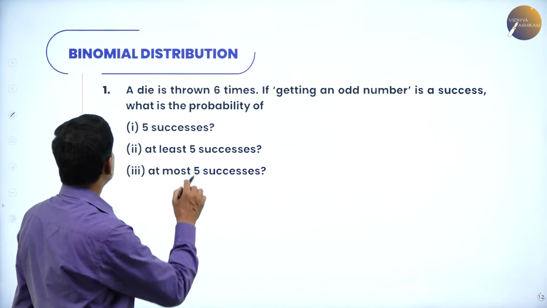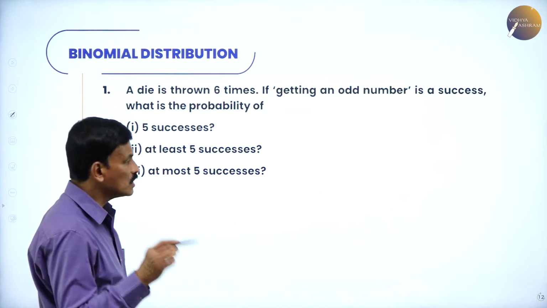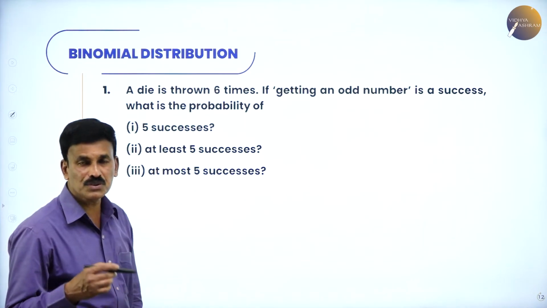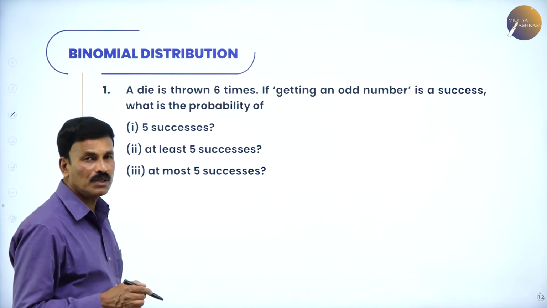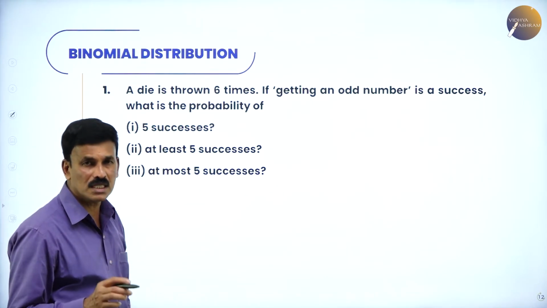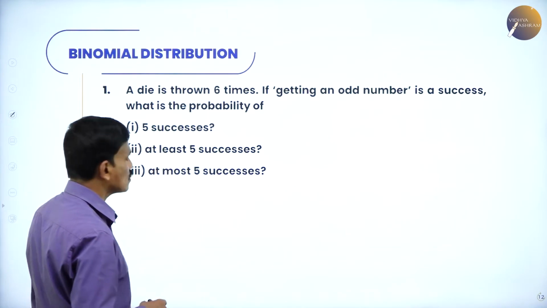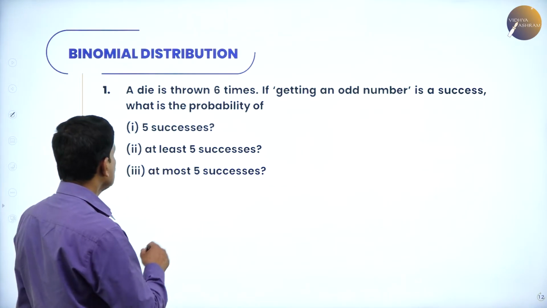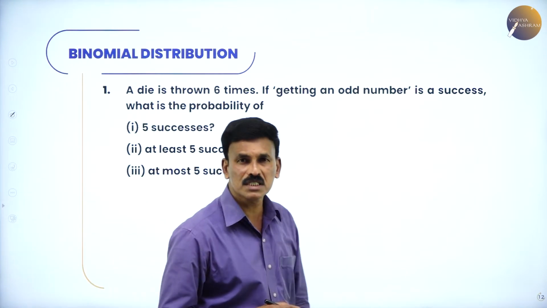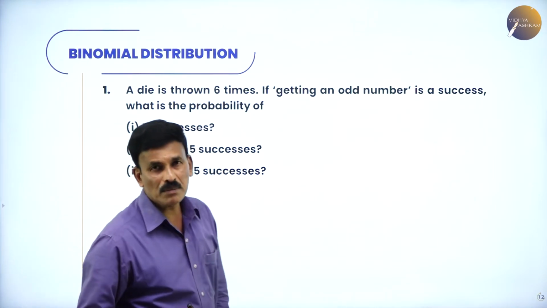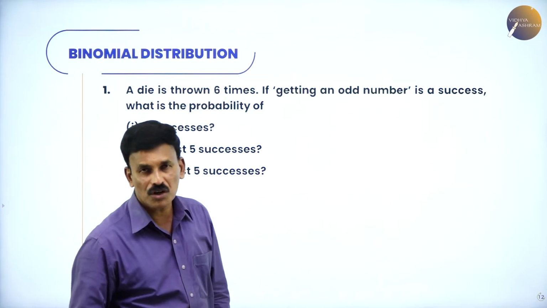If a die is thrown 6 times, the number of times we are going to throw is 6, so n is equal to 6. If you get an odd number, it's a success. If such is the case, what is the probability of 5 successes? At least 5 successes and at most 5 successes are to be determined here. Let P be the probability of success, that means getting an odd number.